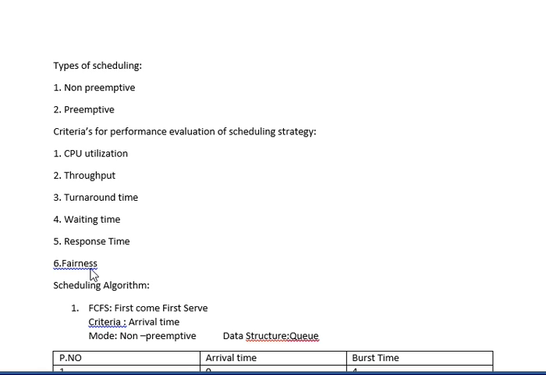Now on the scheduling algorithms, basically in the question paper what you get are problems. These are actually very easy problems, easy to score if you understand them well. So in today's video we'll be covering the first algorithm, first come first serve, which we call FCFS.